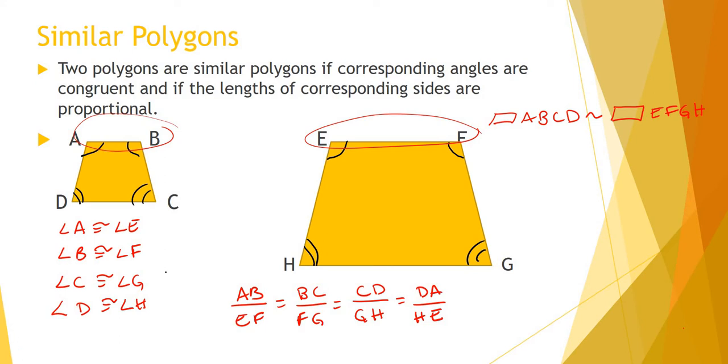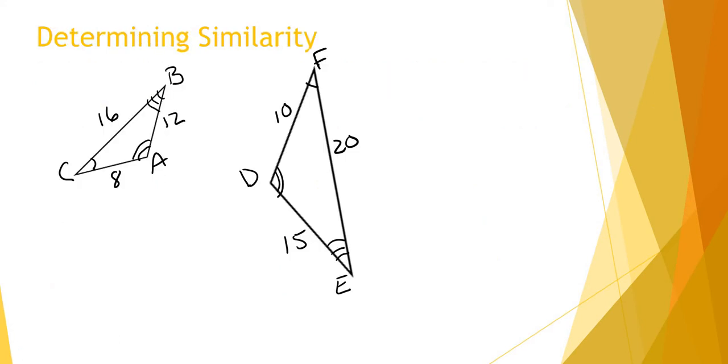So let's take a look at that. I want to determine if these two triangles are similar. In other words, is triangle ABC similar to triangle DEF? Now they're not in the same position as the trapezoids on the last page. One of them is spun around, but we should be able to tell as well.